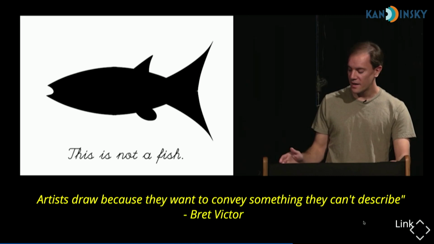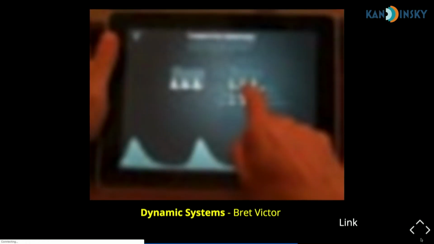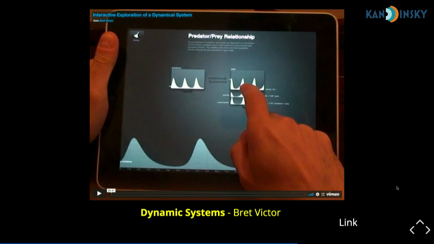If you don't know this guy, you really want to look at his work, Bret Victor. He used to work at Apple. He's independent now. He's doing this thing called Dynamic Land. He says, artists draw because they want to convey something they can't describe. And for the purposes of time, I'm actually not going to show you this, but it will be linked.